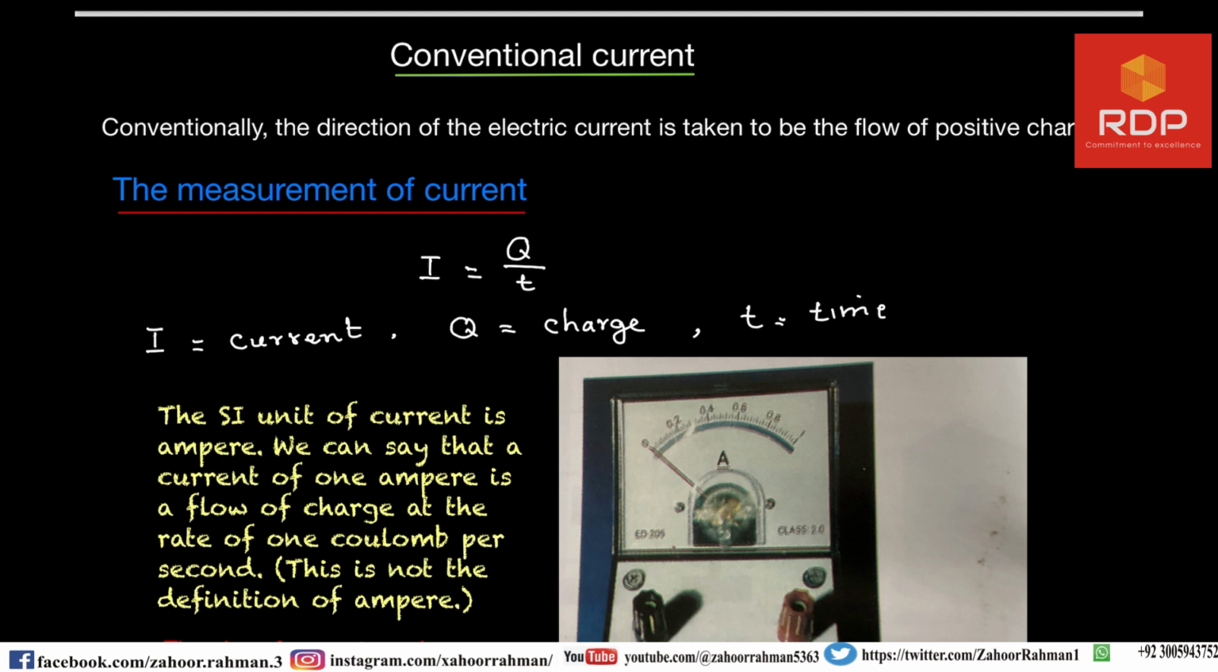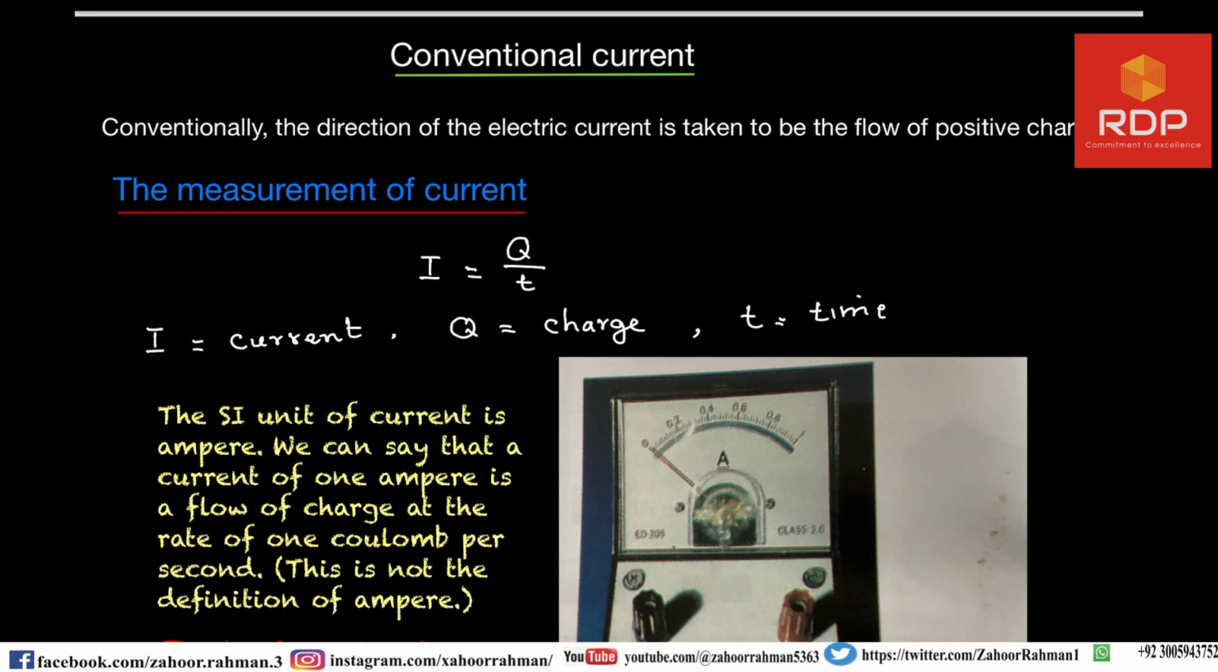But let us first discuss what is current. An electric current I is a measure of the rate of flow of electric charge Q through a given cross section of a conductor. In symbols, we can write this: I is equal to Q divided by T, where I is equal to current, Q is equal to charge, and T is equal to time.